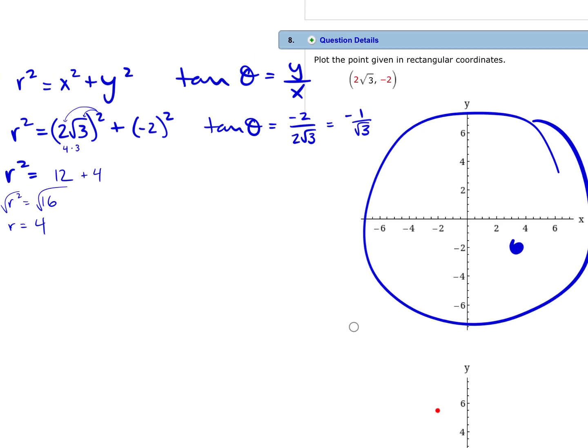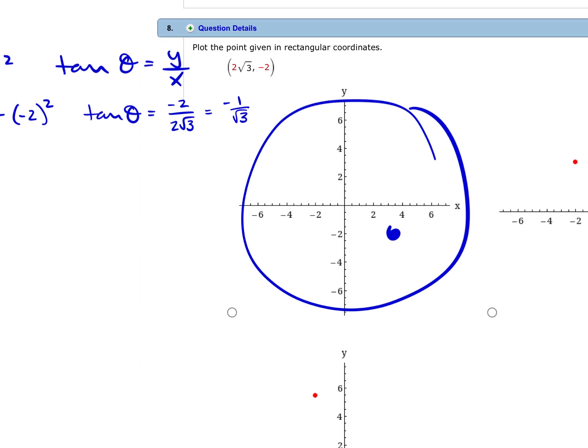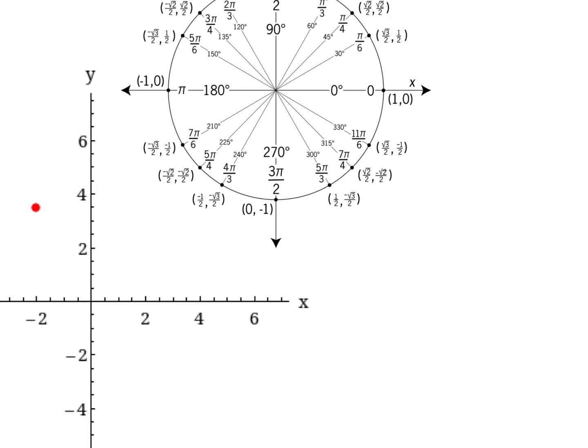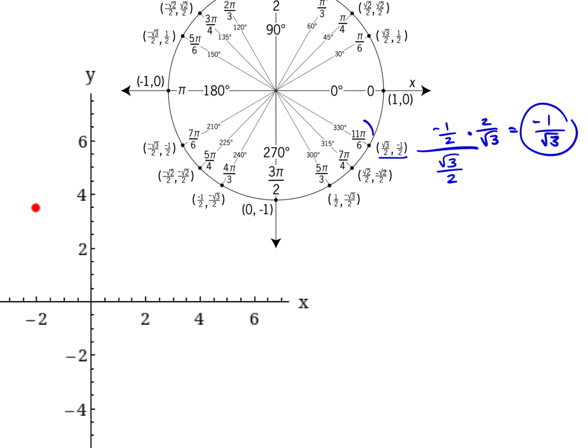So we are looking in which quadrant? The fourth quadrant. Perfect. So I want to see, where do I get a y over x equal negative 1 over square root 3? So in my fourth quadrant, it's either going to be 11 pi over 6 or 5 pi over 3. Let's try them both. So for 11 pi over 6, we would get negative 1/2 over square root 3 over 2. If I have a fraction in a fraction, what do I do? Keep, change, flip. Keep the top, change to multiplication, flip the bottom to 2 over square root 3. This would simplify to negative 1 over square root 3. Is that what we're looking for? Yeah. So it would be 11 pi over 6.